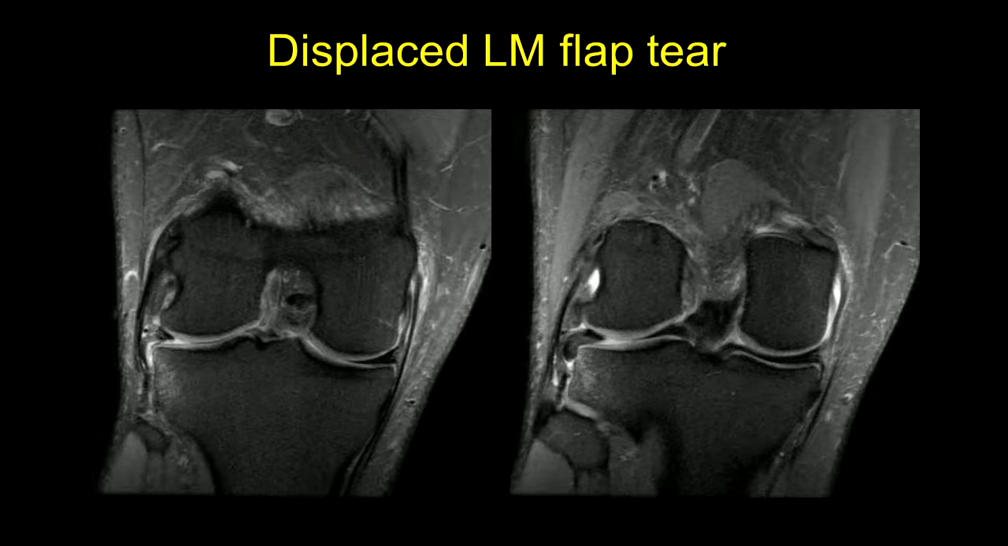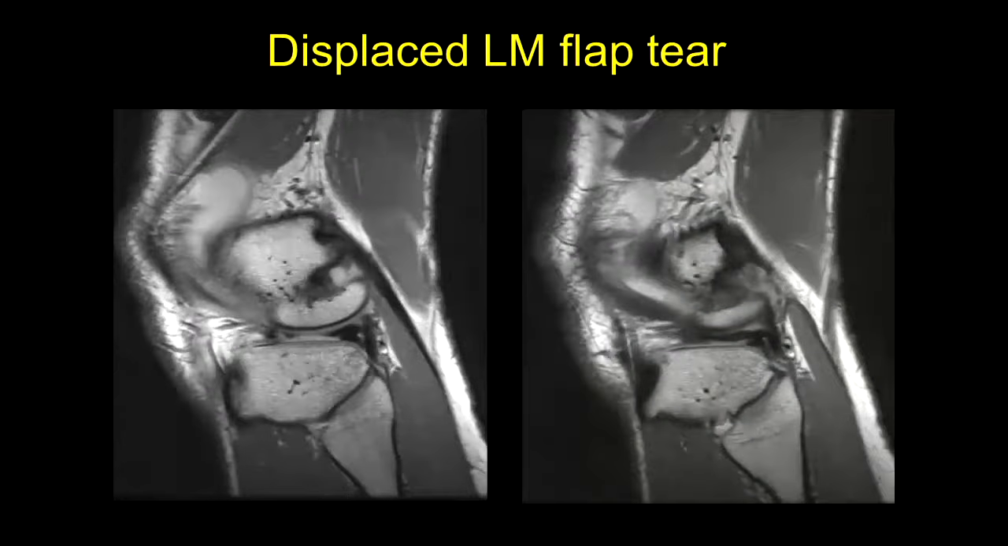These displaced flaps can also be seen in the lateral meniscus. Here we can see that there's irregularity and diminution of the body of the lateral meniscus, and we look at the adjacent slices to see if we can see a displaced flap, and here we have a large flap displaced posteriorly towards the popliteal tendon sheath.